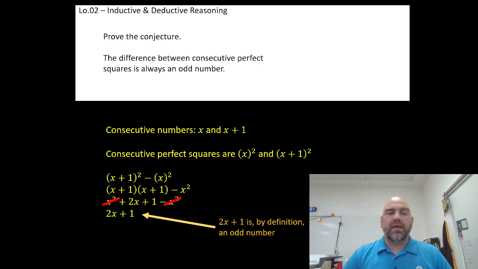It's proved that no matter what two consecutive perfect squares you use, start with any number for x. Now again, that has to be a whole number, or an integer actually. We're going to get an odd number as the answer. You can try it out for any single one. Do it as big as you want for perfect squares. It's going to work every single time. This just proves it, and that's a deductive proof.